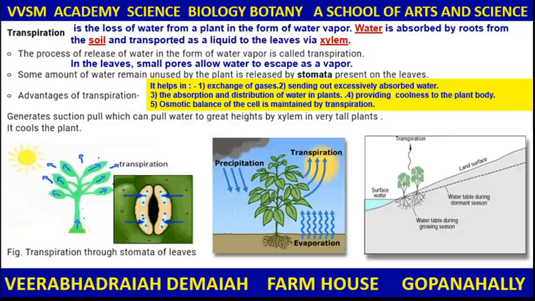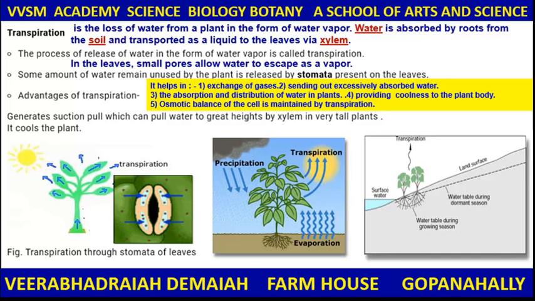Well, in botany, we can come across transpiration: the loss of water from the plant in the form of water vapor. Water is absorbed by the roots from the soil and transported as a liquid to the leaves via xylem.